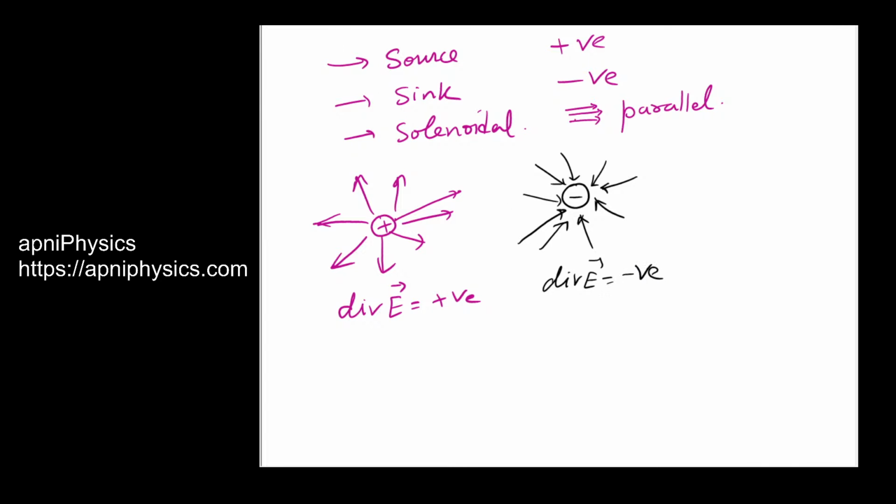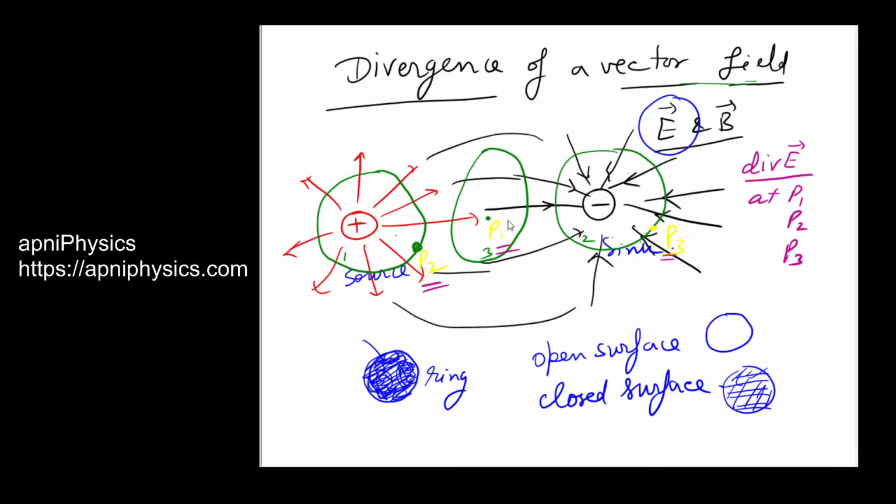So what does this mean? It means that if I consider an open surface around this positive charge and take the divergence at any point, the result will be positive. Similarly, it will be true for the negative charge. If I take the divergence at any point, then it will be negative. But where is it zero? In this picture I had already considered all these three situations.